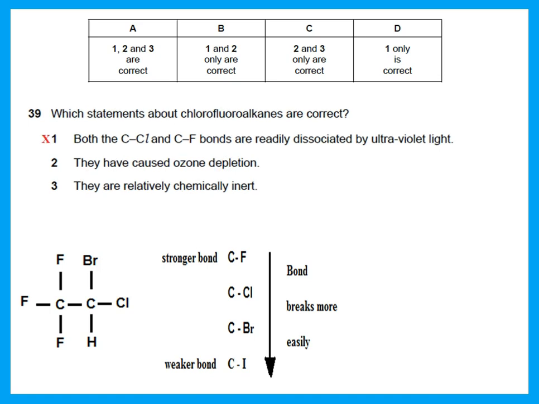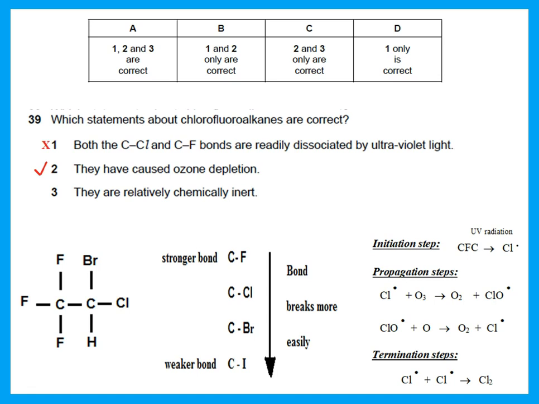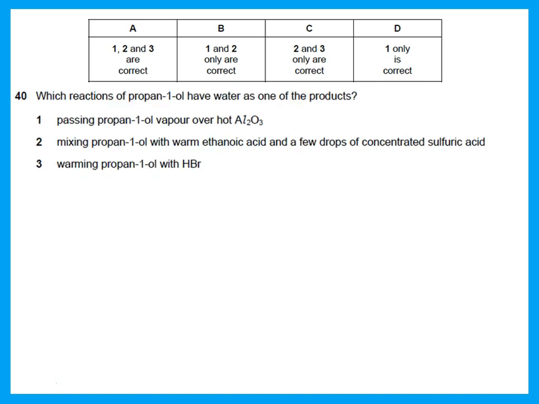They have caused ozone depletion. Yes, when we talked about chloroalkanes, they will affect the ozone layer because they break up the ozone layer. So that statement is correct. They are chemically inert. Yes, they are not easily broken. They need UV light to be broken. So that statement would be correct. And that would make my answer C.